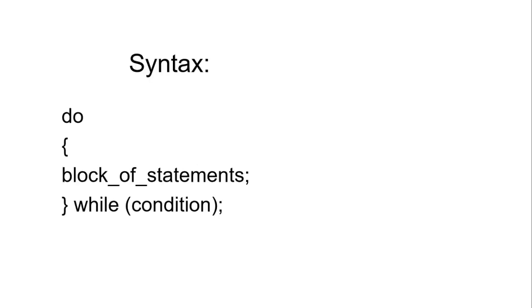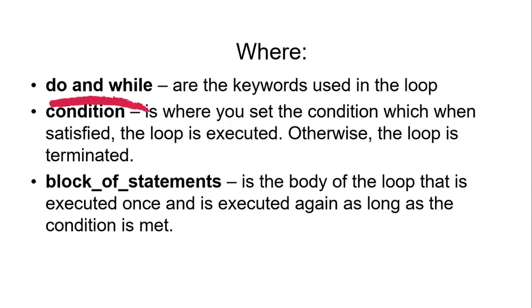Now let's see the syntax. It says do, then the pair of curly brackets, then the block of statements, and while, then parenthesis condition, where do and while are the keywords for this statement. Condition is where you set the condition which when satisfied the loop is executed, otherwise the loop is terminated. Block of statements is the body of the loop that is executed once and is executed again as long as the condition is met.